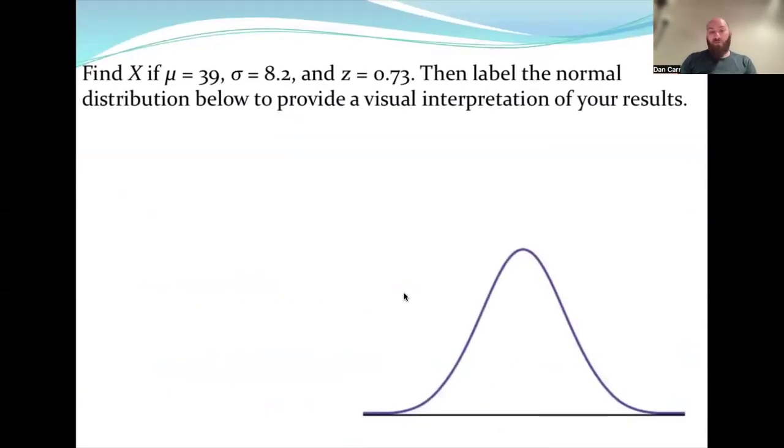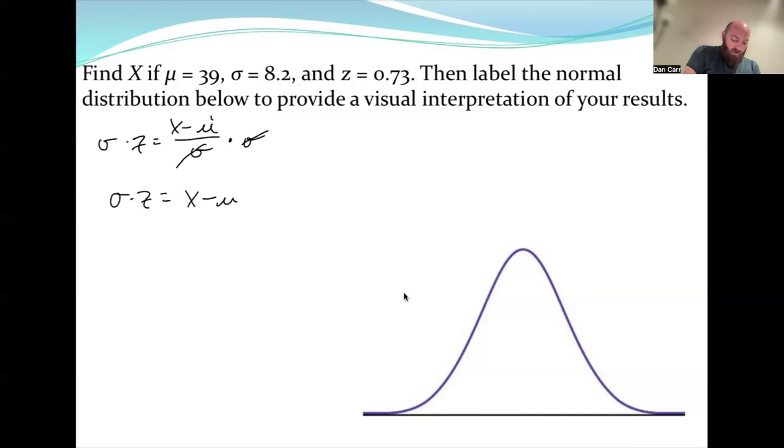Find x now. So we're going to change this up a little bit. One thing I like to do: if the z-score is equal to x minus the mean divided by standard deviation, I'm going to change this formula up. I'm going to start by multiplying both sides by the standard deviation. That will cancel that out. So standard deviation times z is equal to x minus the mean. And finally, I'm going to add the mean to both sides. So x is going to equal standard deviation times z plus the mean. So now I have this brand new formula.